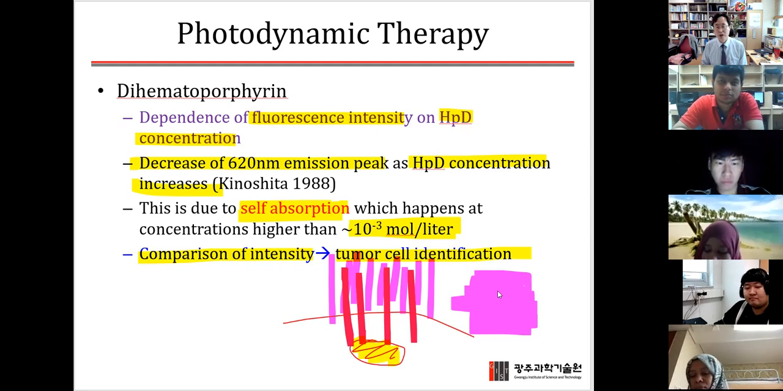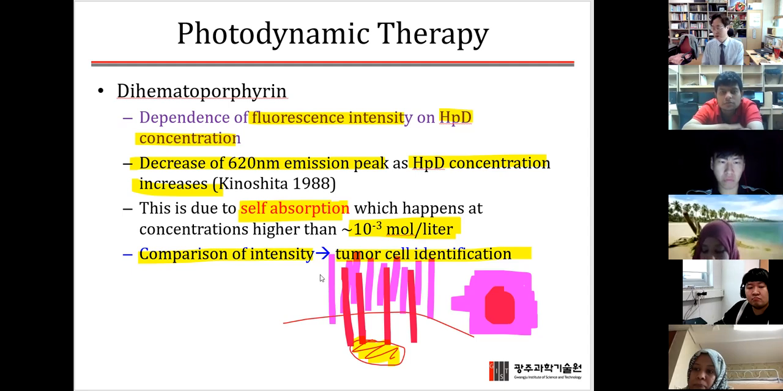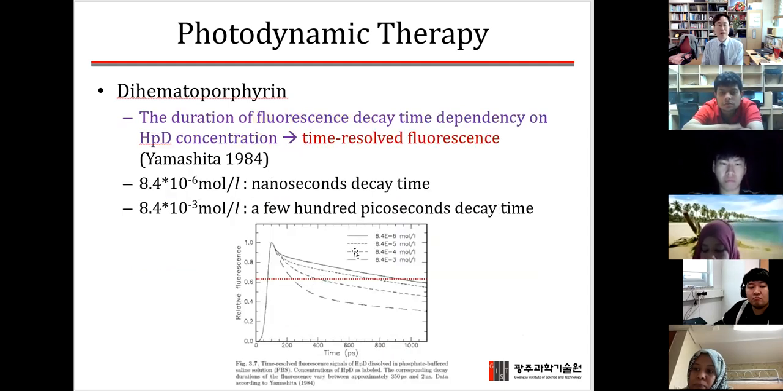Anyway, when you look at this 2D image from the surface and you see some color located somewhere, this location represents the location of the tumor under the tissue. So this fluorescence imaging can be used as a detection of the tumor under the skin. And also, it's interesting to see the fluorescence decay time.